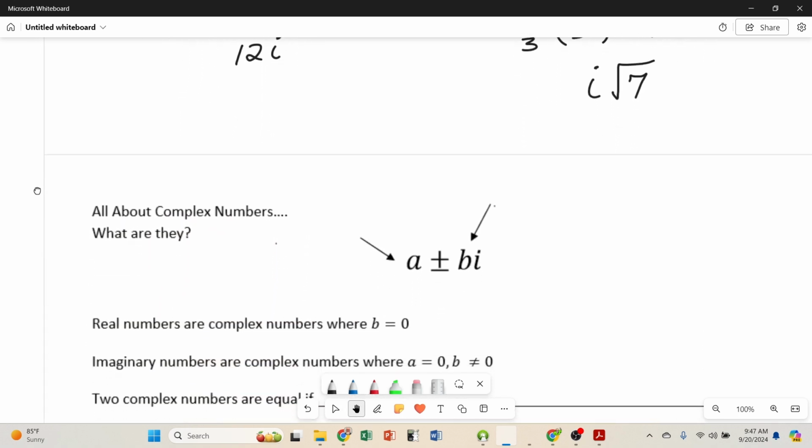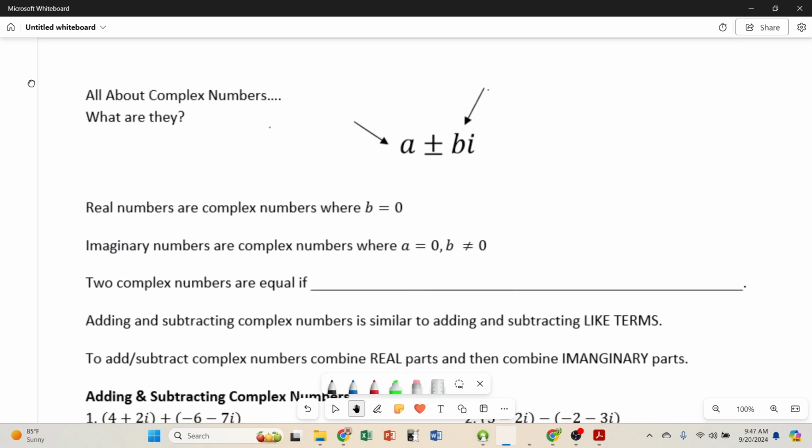So complex numbers. Well, complex numbers are made up of an integer, a, or any real number, a, plus or minus b times i, any real number times i. Under these rules, real numbers are complex numbers where b equals 0. There's no imaginary number then, right? Because 0 times anything is 0, even 0 times i.